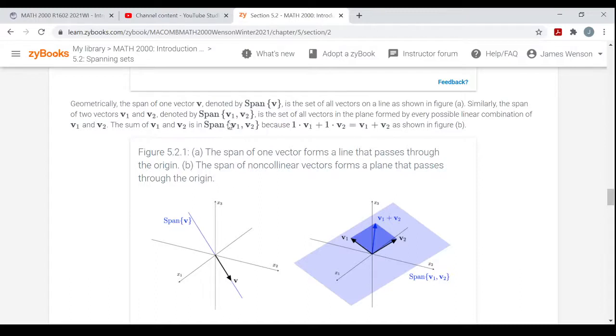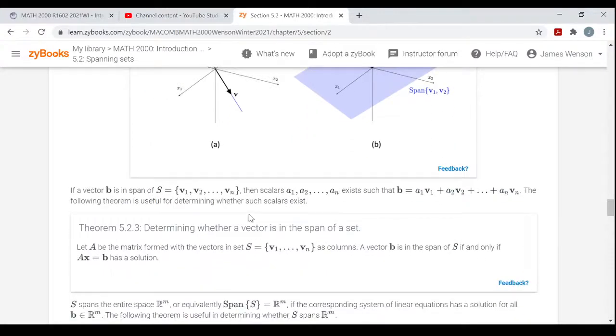Now, if you have two vectors that aren't on the same line, like here in this picture, v1 and v2 pointing in different directions, the span of two vectors that are not collinear forms a plane. All the linear combinations of two vectors form a plane containing the zero vector, the origin. This is just a couple of examples. We'll take a look at spans of 3 vectors, 4 vectors, whatever.